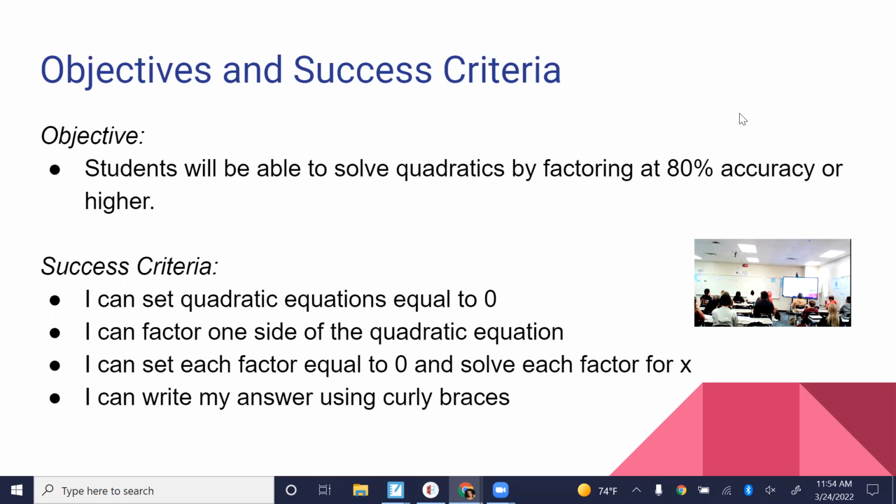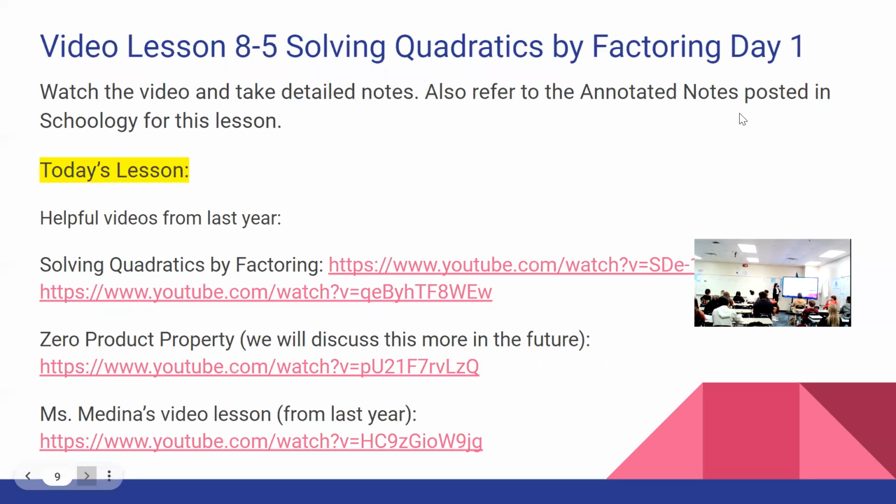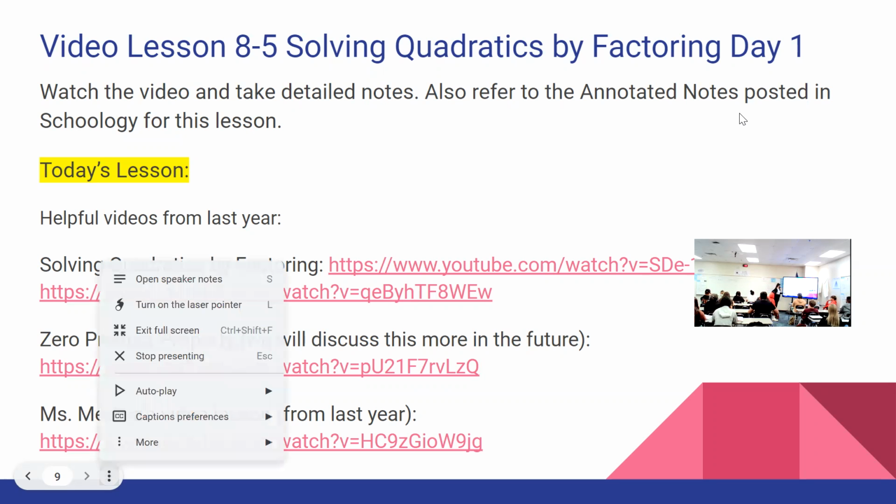So in order to do that, you need to be able to set quadratic equations equal to 0. To factor one side of the quadratic equation. To set each factor equal to 0 and solve each factor for x. And then write your answer using the curly braces. I'm recording right now for whatever 2 or 3 examples we get to, so that it's in there. But there's tons of other videos too that I've just found really helpful over the years. So check those out if you feel the need.